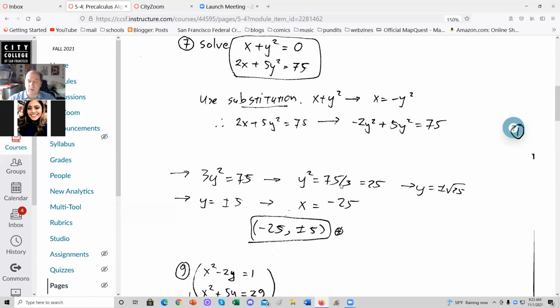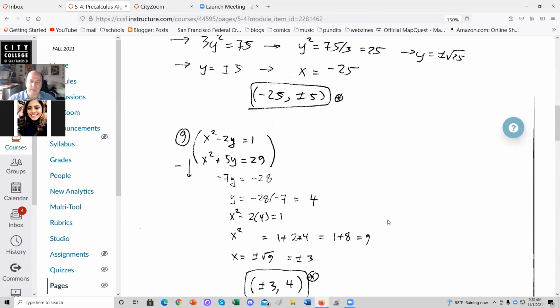So y squared equals 75 over 3, which is 25. So y equals plus or minus root 25, so y equals plus or minus 5. So x, which is minus y squared, is negative 25. And so here your answer is negative 25 by plus or minus 5. Two solutions.